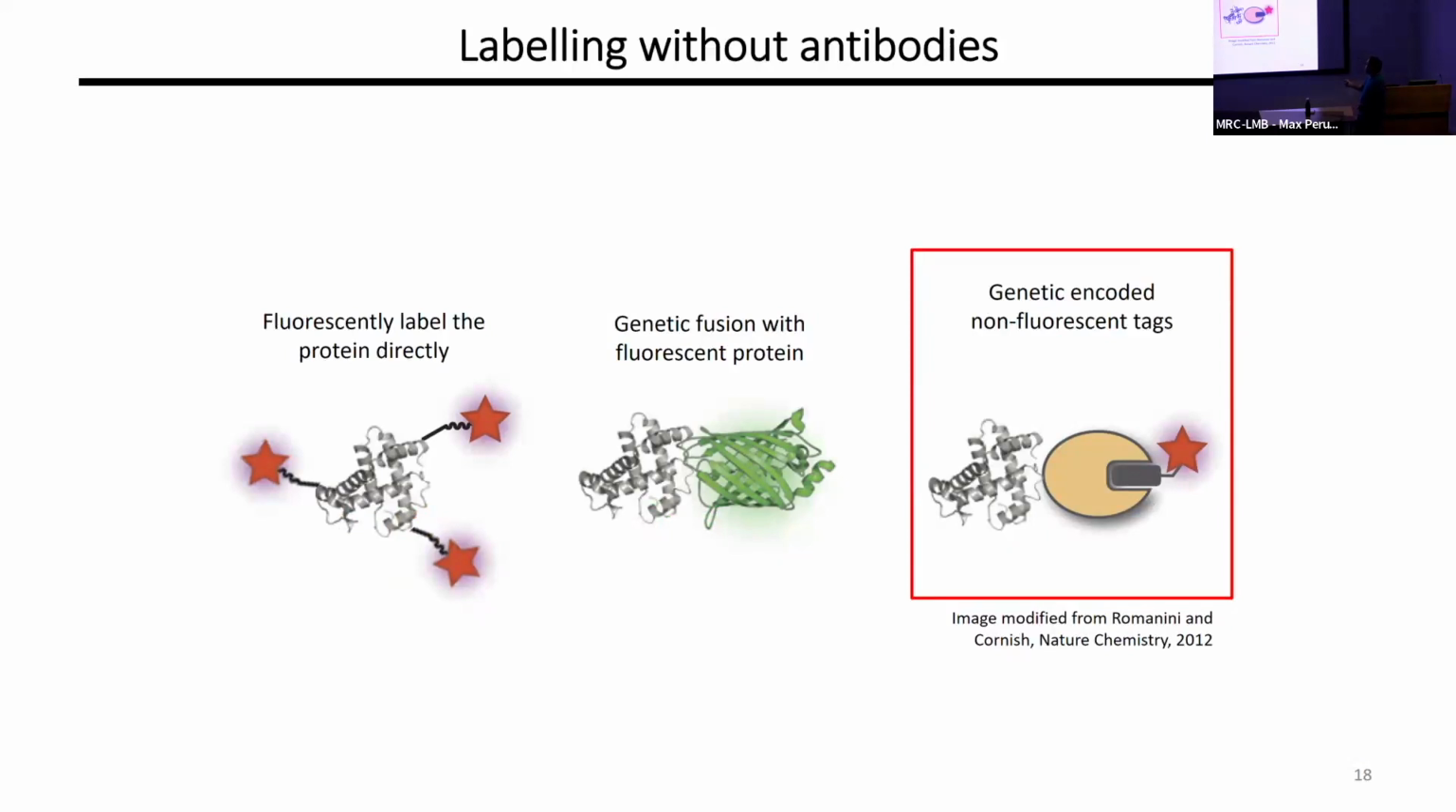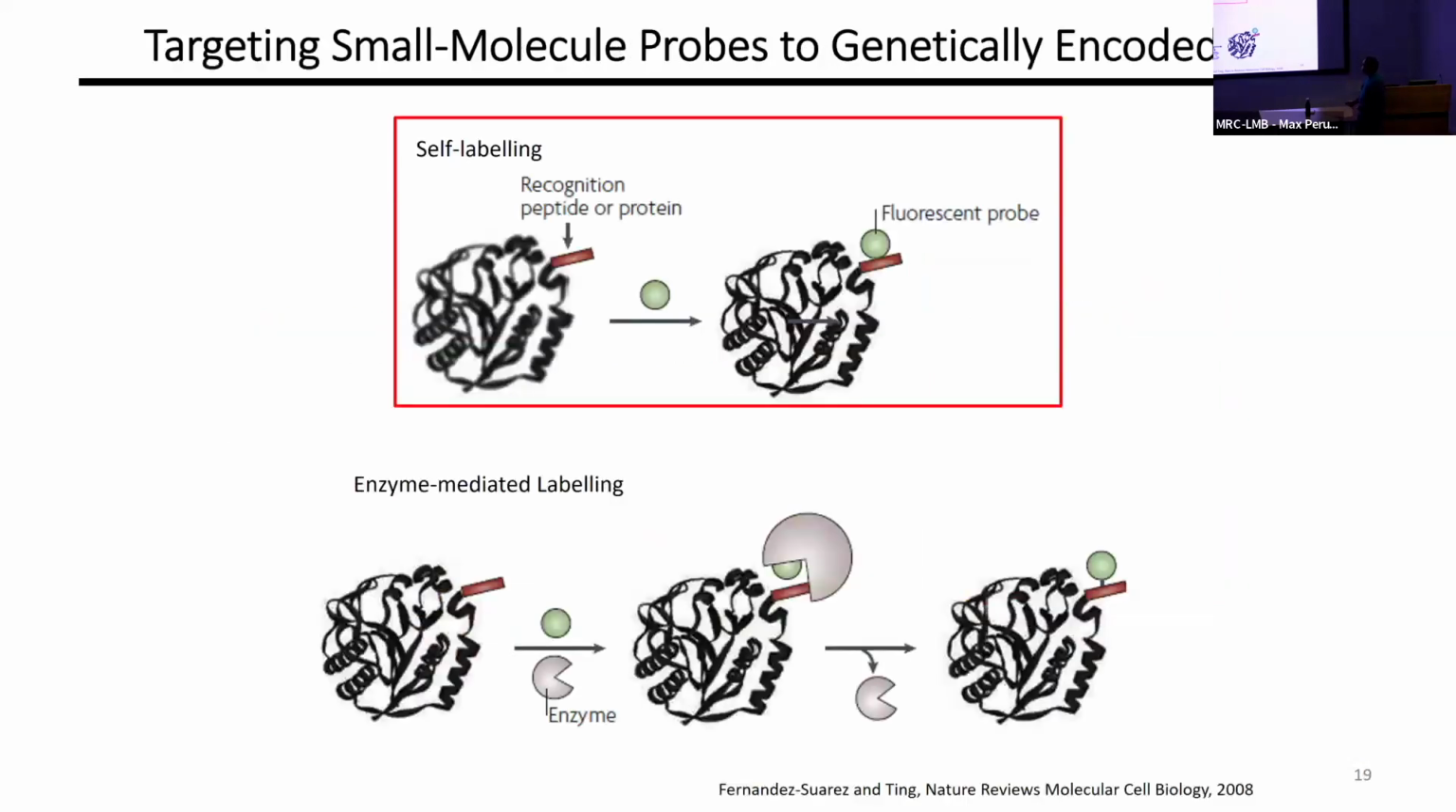Okay, you also have genetically encoded non-fluorescent tags. Before, you had the tags and then, for example, an antibody binding to the tag, or the fluorescent protein being fused to the protein, or the fluorophore binding directly to the protein. Here, the idea is that you have the fluorescent probe or fluorophore binding to a tag, either without the need for an enzyme to catalyze the binding reaction, or with an enzyme that does that.